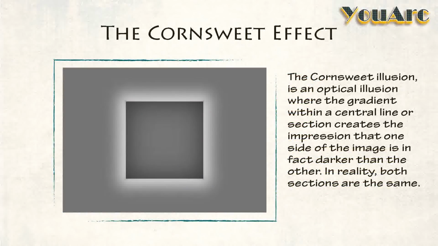Convex effect is an illusion. It is an optical illusion where a gradient within the central line or section creates an impression that one side of the image is in fact darker than the other. In reality, both sections are the same. This particular gradient near the center line or section creating an illusion is called Convex effect.